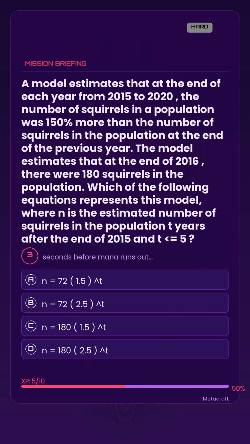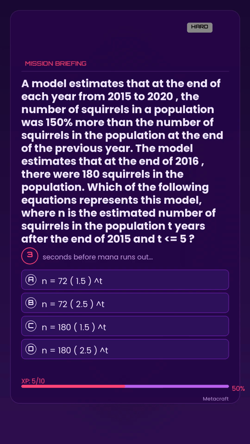A model estimates that at the end of each year from 2015 to 2020, the number of squirrels in a population was 150% more than the number of squirrels in the population at the end of the previous year. The model estimates that at the end of 2016, there were 180 squirrels in the population. Which of the following equations represents this model, where n is the estimated number of squirrels in the population t years after the end of 2015 and t equals 5?